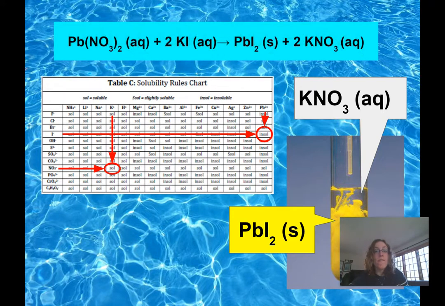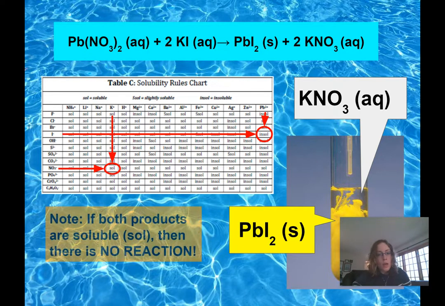So my final answer of how I would write this reaction would be to include states of matter as well. So I have that the 2 reactants are aqueous by writing AQ. I have that the lead iodide is solid and that the potassium nitrate is aqueous. So one quick note is that if both of the products are soluble, then you need to write no reaction because the reaction actually doesn't happen. If you start with stuff dissolved in water and then you end with stuff that's all still dissolved in water, there was no chemical change. And so we'll look at an example in a moment that's like that.